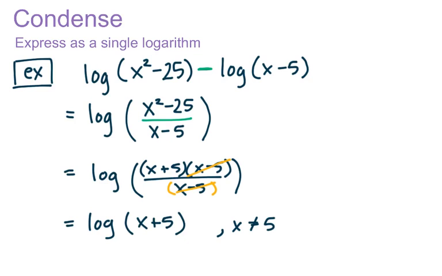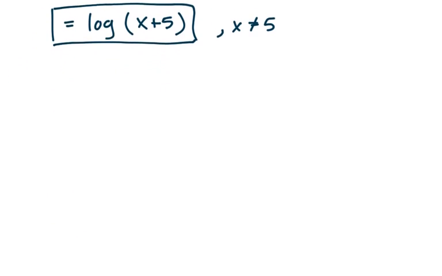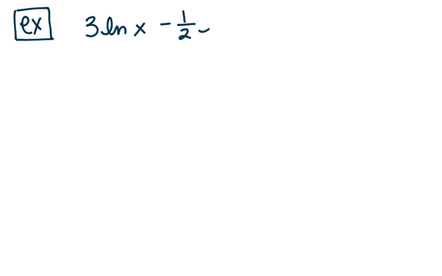So my final answer here is this basic logarithm, which is easier for us to deal with than that larger two-termed expression. So let's do another example. Three, the natural log of x minus 1/2 the natural log of x squared. So again, we have a minus between these two logarithms, and we can condense them.